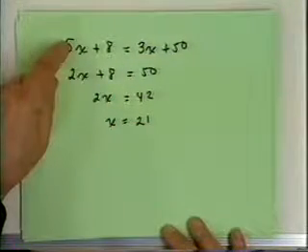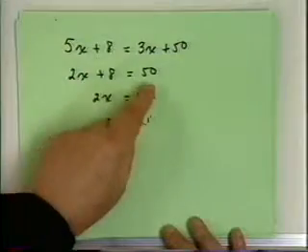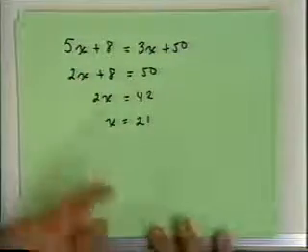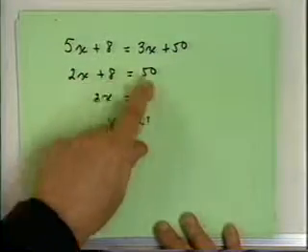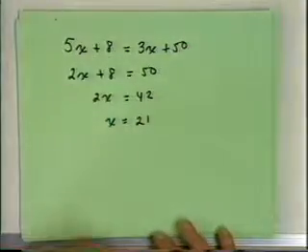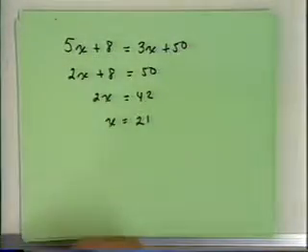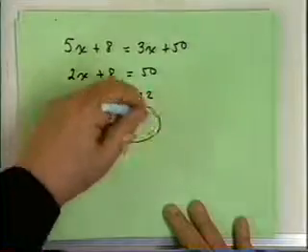That leaves us with what? 2x plus 8 on this side and just a 50 on this side. To unblock the 2x, we subtract 8 from both sides, so 2x is 42. We then divide both sides by 2 and notice that we get the same answer.